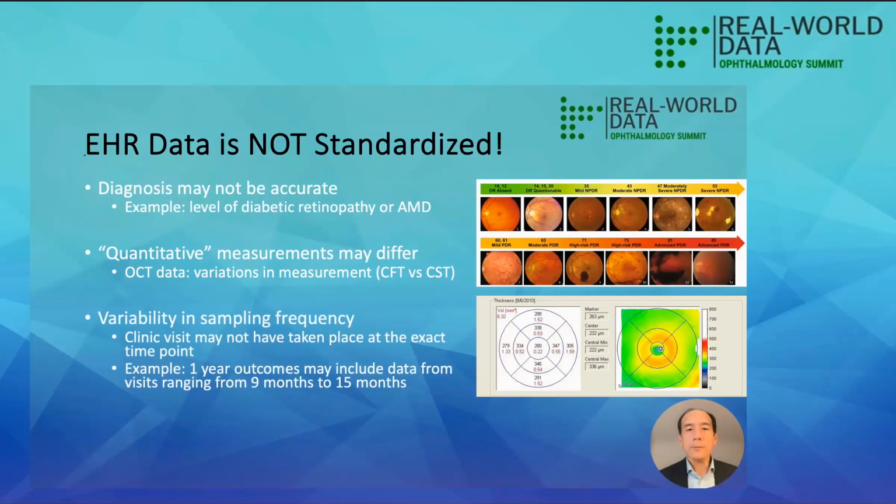Finally, we have to consider that in the real world, there's variability in sampling frequency. Clinic visits do not follow some standardized schedule. So if you're looking at a study with 1-year outcomes, the data may actually encompass a wider range of visits, perhaps anywhere from 9 to 15 months.